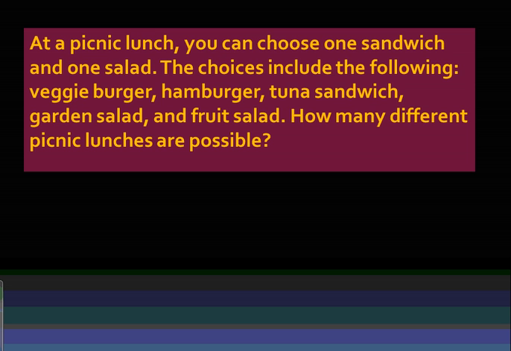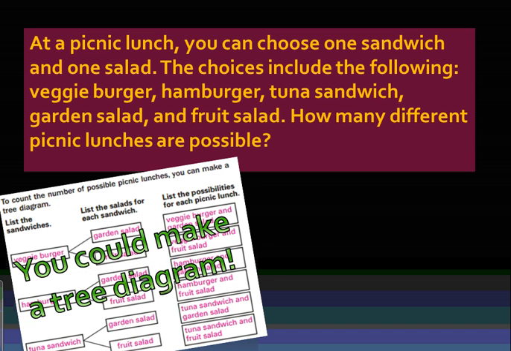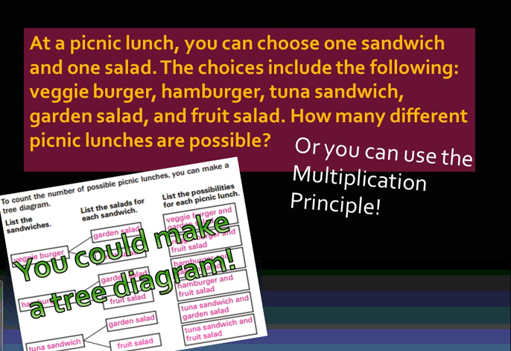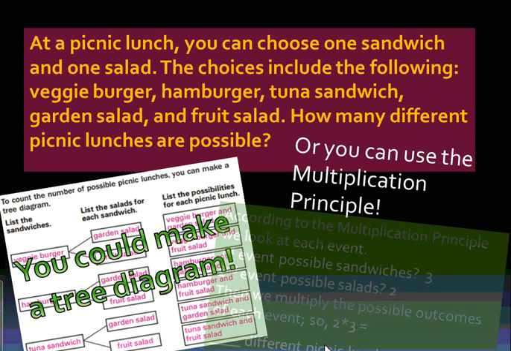At a picnic lunch, you can choose one sandwich and one salad. The choices include the following: a veggie burger, a hamburger, tuna sandwich, garden salad, a fruit salad. How many different picnic lunches are possible? You could make a tree diagram, or you can use the multiplication principle.